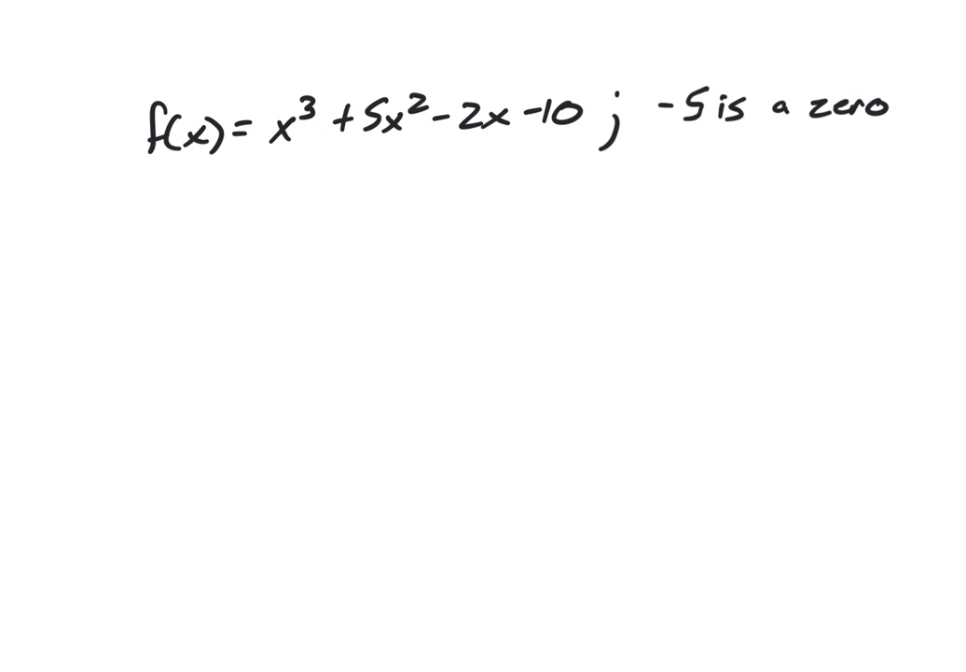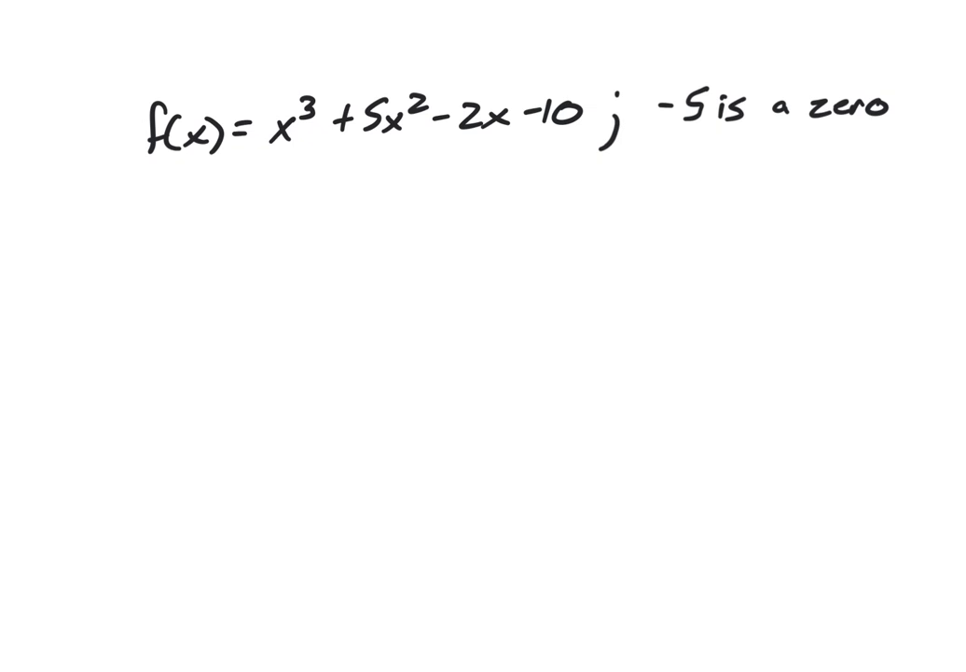Sometimes they're going to give us one where it's going to ask us to find all the zeros. Nothing's going to be given to me. This one, it tells me that -5 is a 0. But we want to find the other zeros of this polynomial. Okay, and so here's kind of how we're going to go about this.